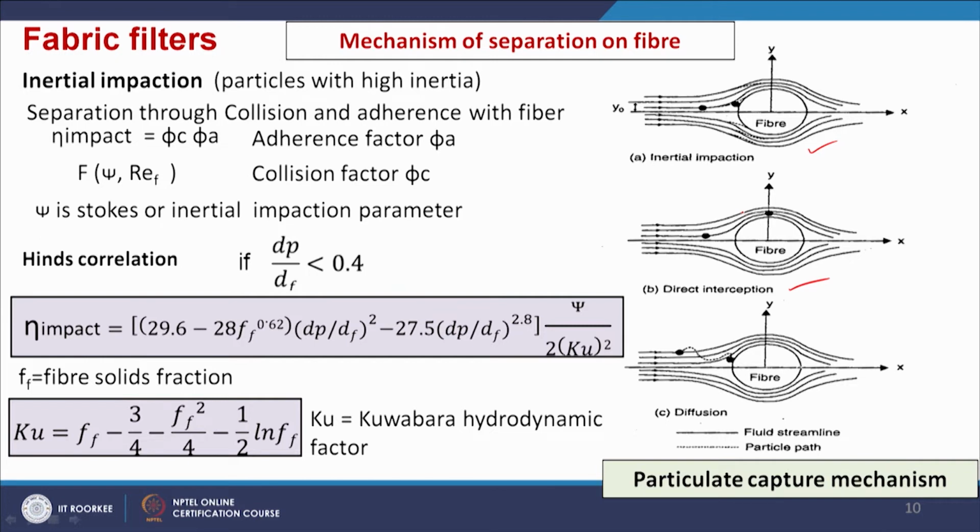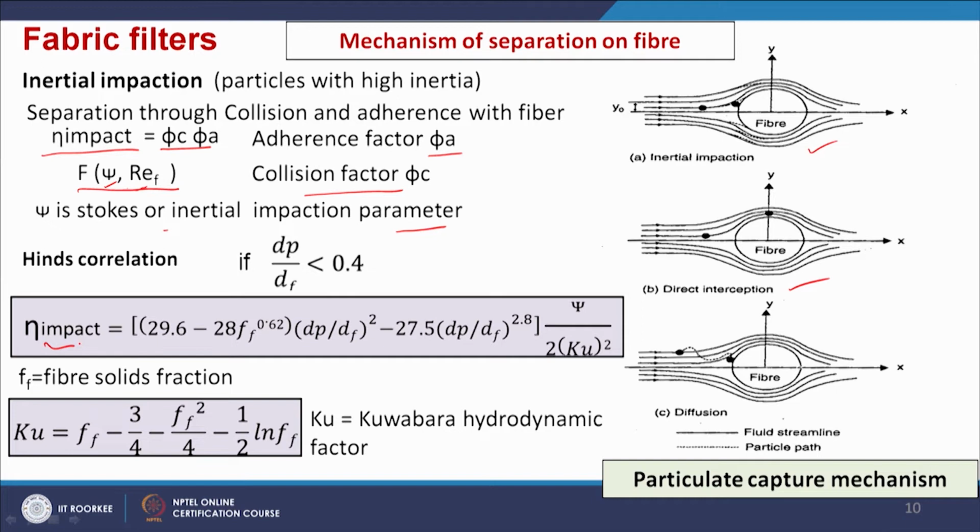through inertial impaction, we can calculate the efficiency. The impaction efficiency is equal to phi c and phi a, that is, adherence factor phi a and collision factor phi c. These are functions of the fiber Reynolds number and eta, the Stokes or inertial impaction parameter. What are the exact expressions? The exact expressions are like this.